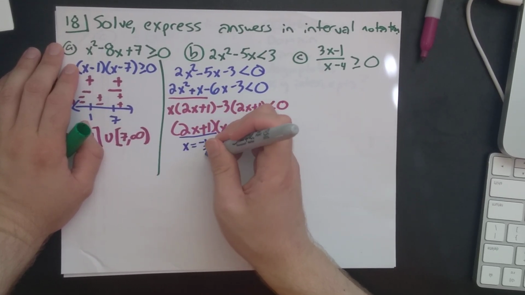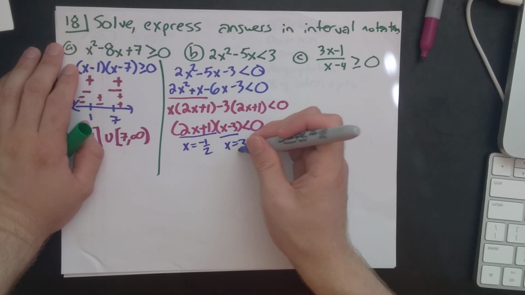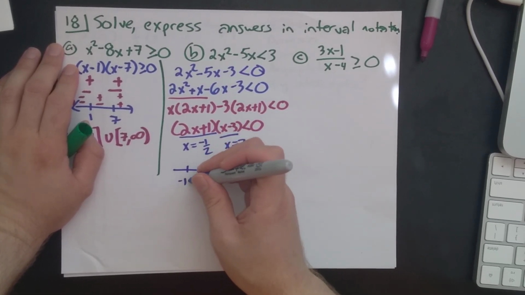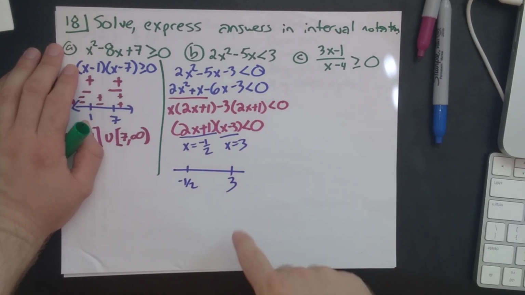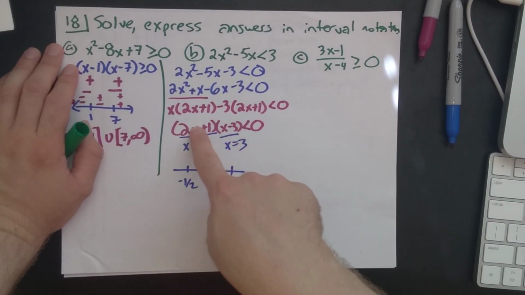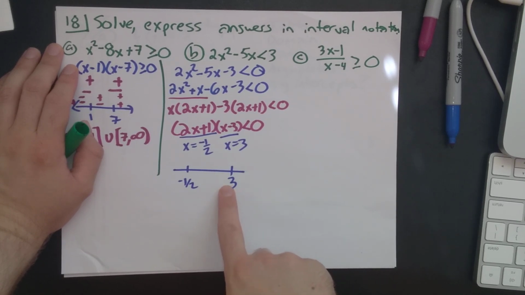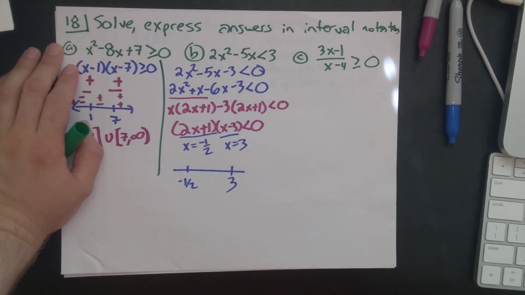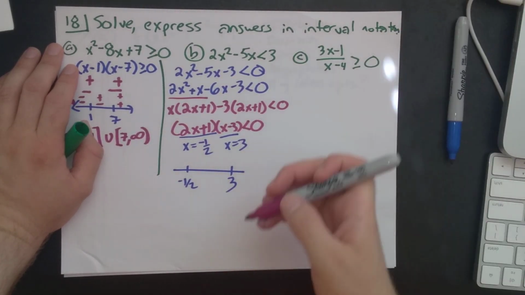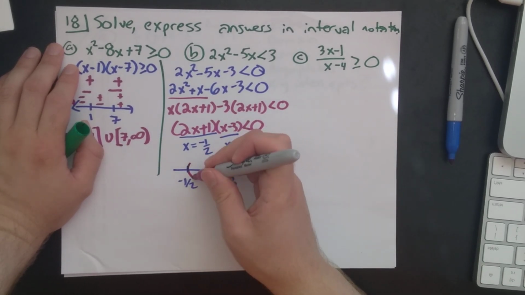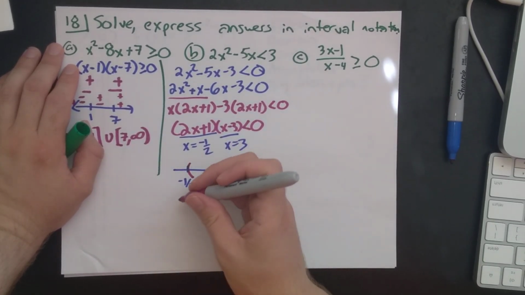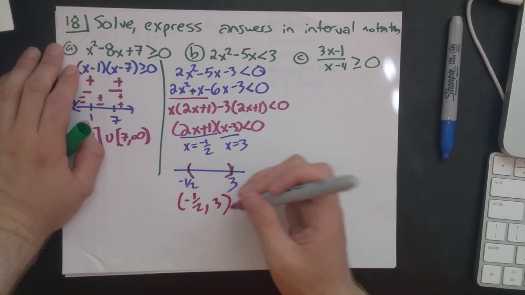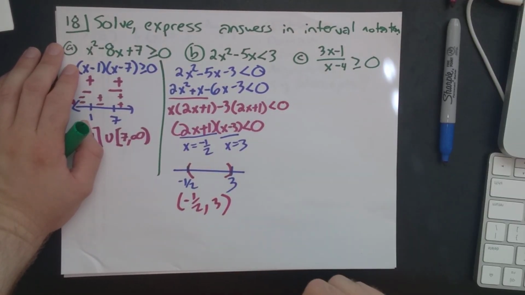Well, this is equal to 0 when x is equal to minus 1/2. This is equal to 0 when x is equal to 3. So minus 1/2 to 3. And so exactly one of these terms is positive and one of the terms is negative in between. So between minus 1/2 and 3, this term would be positive and this term would be negative, and positive times negative gives us negative, which is what we want. Note this is a strict inequality, so we don't want to include the endpoints here. So our interval is minus 1/2 to 3, open parentheses.